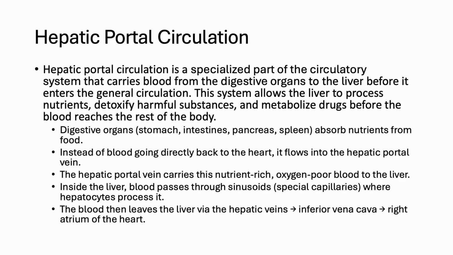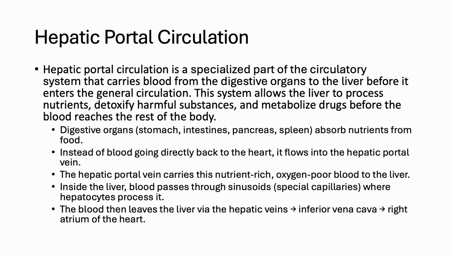This is a slide summarizing hepatic portal circulation because I find a lot of people are kind of confused about it, and it can be confusing. So let's go through it. Hepatic portal circulation is part of the circulatory system. It carries blood from the digestive organs to the liver before it enters general circulation. So this is a way for your body to process substances that you eat or that you take PO, like drugs, before they can reach the rest of the body.